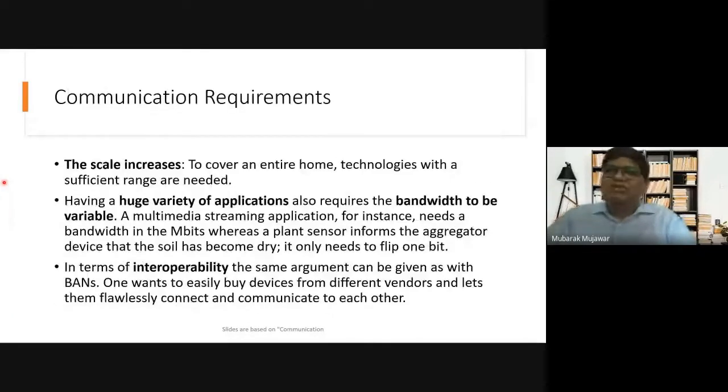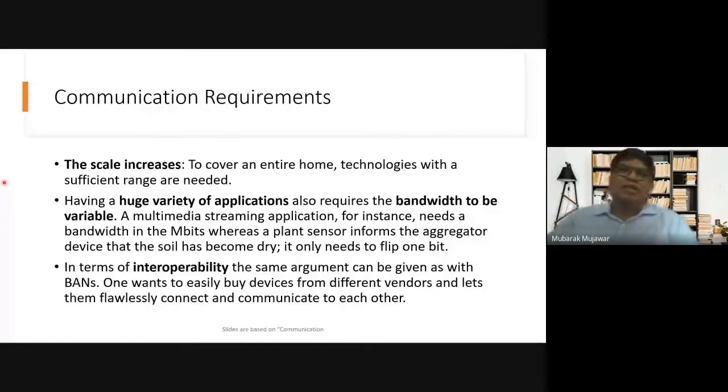So what are the requirements? One of the things is, now we're talking about home, so we're going from 10 meters to 100 meters. So the range has increased. There is an increase in range, increase in scale. It has to cover the entire home.